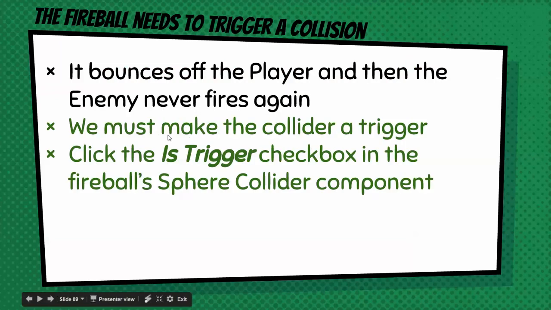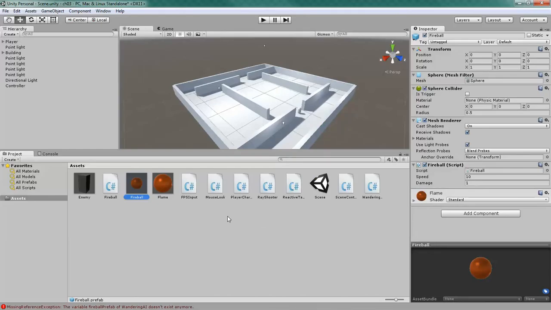So we must make the collider a trigger. Click the Is Trigger checkbox in the fireball's sphere collider component. So we have to basically adjust its collider. What we're going to do is go to the fireball prefab, go to its sphere collider, and it needs to be a trigger.